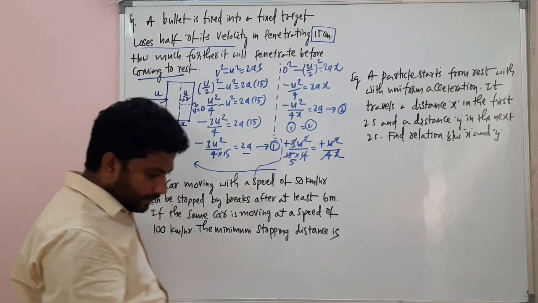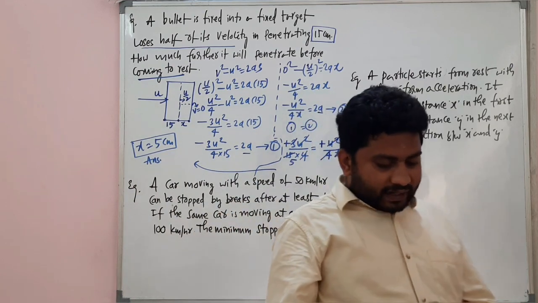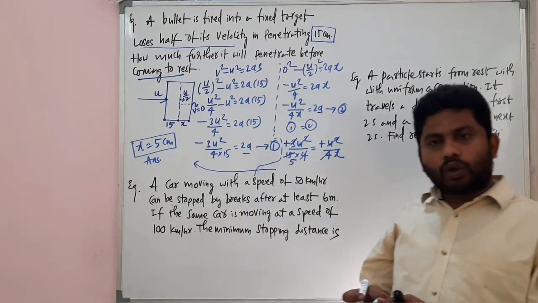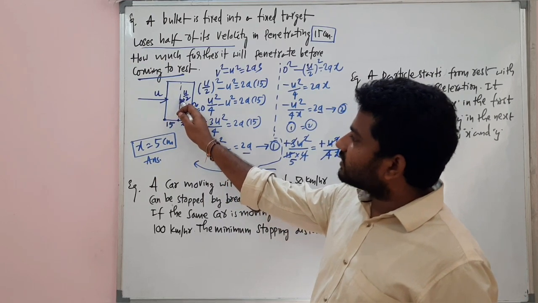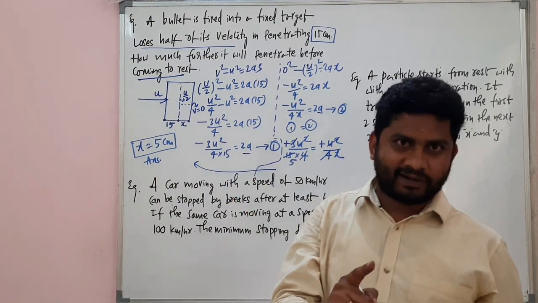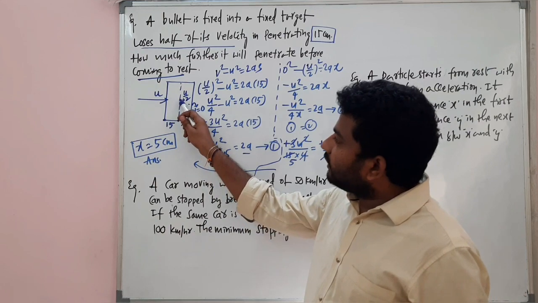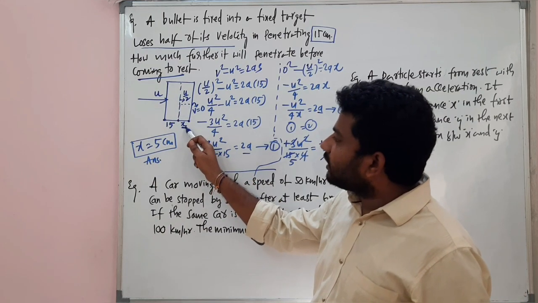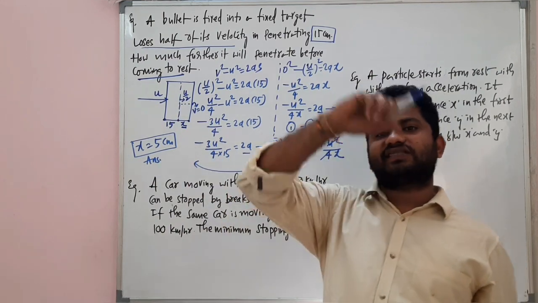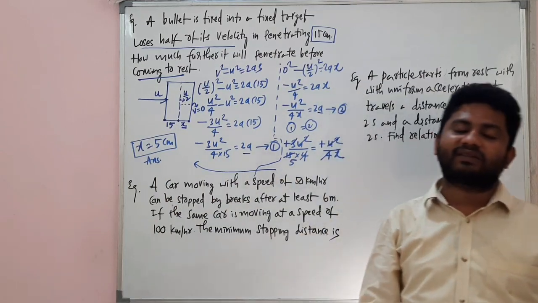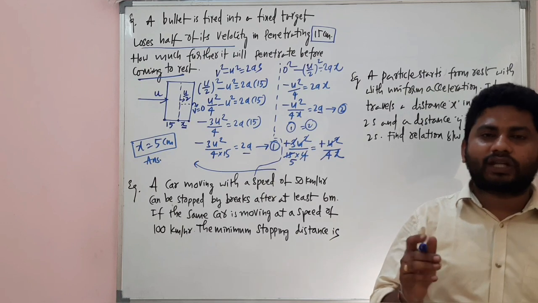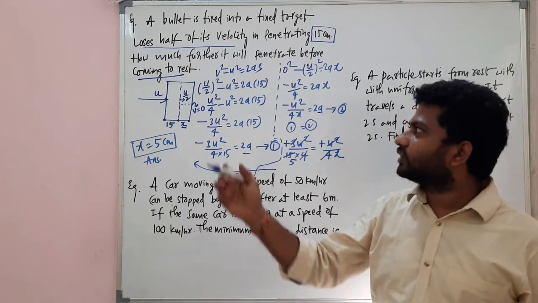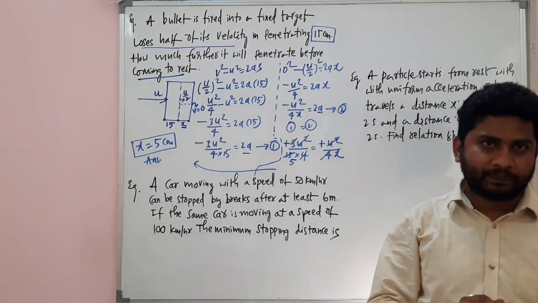What does it mean? After traveling a distance of 15 centimeters, the body loses half its velocity. After traveling a further 5 centimeters, the body's final velocity becomes 0. That means it is at rest. Right? It cannot penetrate further because its final velocity is becoming 0.